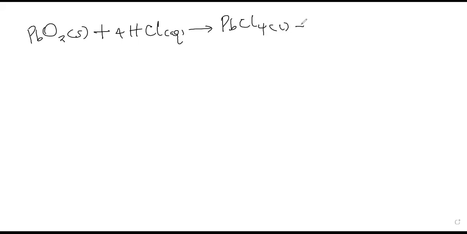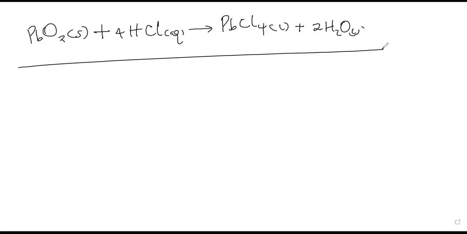Instead, what we do, we react lead 4 oxide with concentrated hydrochloric acid. So the reaction takes place when we react solid lead 4 oxide with cold concentrated hydrochloric acid. This will lead to formation of lead 4 chloride and water. So that is how we form the chlorides that we have looked at.